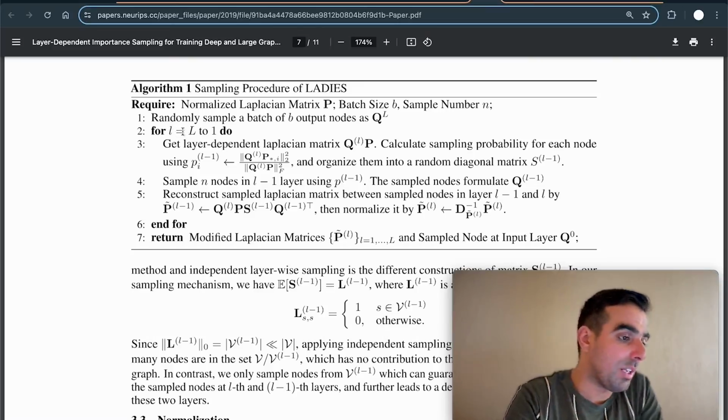So they started from the last layer to the first layer, and for each layer they get the layer-dependent Laplacian matrix, and they calculate the sampling probability for each node.